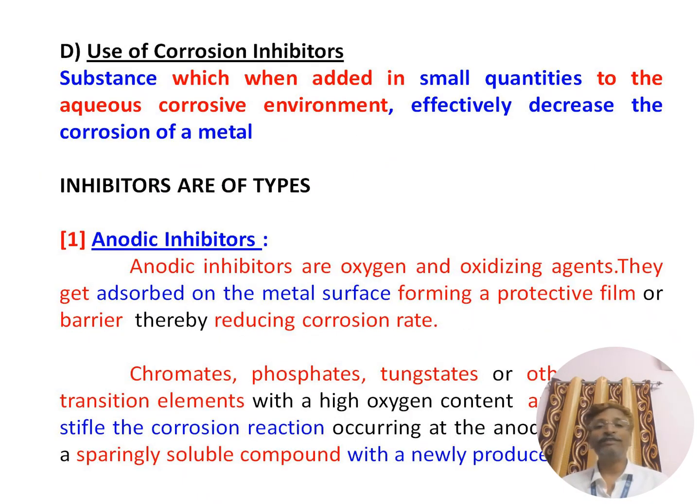And use of corrosion inhibitor. So this is one of the important methods to control the corrosion. Corrosion inhibitor is to be added. Okay, so what are the inhibitors? Anodic, let us see anodic inhibitor. So anodic inhibitors are nothing but oxygen and oxidizing agents. They get absorbed on the metal surfaces, forming a protective film or barrier, thereby reducing corrosion. So the best examples are chromate, phosphate, tungstate. These are all the best examples for anodic inhibitors.